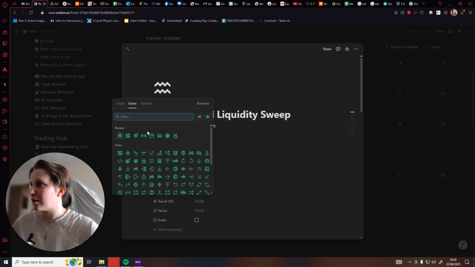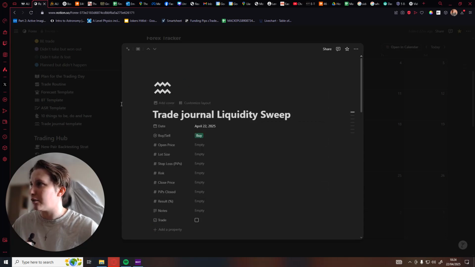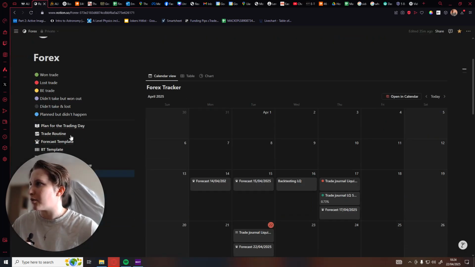And this I will set up depending on what happens, it'll be a dot, and the color will depend on the outcome. So I have this plan here. Green is I took the trade and won it. Red is I took the trade and lost it. Yellow, break even trade. Purple, didn't take the trade but it would have won. Black, didn't take the trade and it would have lost. Blue is planned but didn't happen.